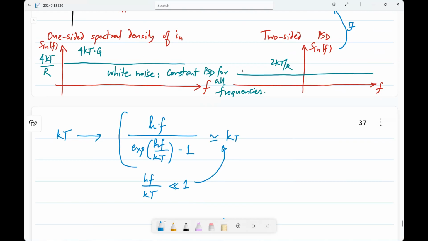And what happens to this number with frequency? As frequency increases, it clearly goes to 0, right? Because the numerator is increasing with frequency, but the denominator is increasing exponentially. So it will fall down. But what is the frequency at which this will start happening? Let's just calculate the frequency at which this argument is 1. Please do that and tell me when hf becomes comparable to kT.